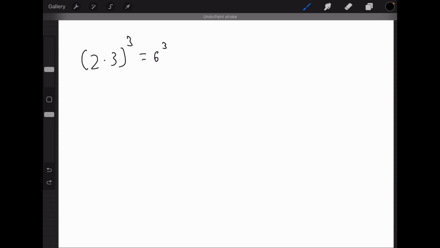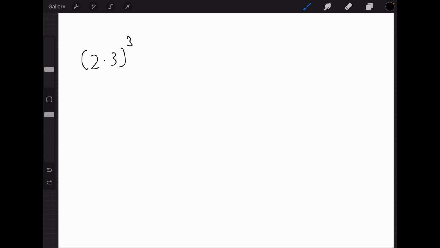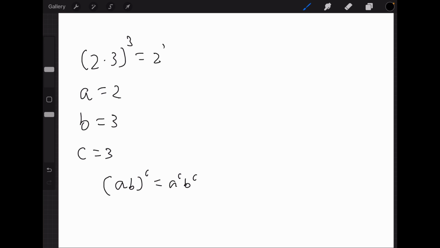Or we could arrange it into A, B, and C again. A equals 2, B equals 3, and C equals 3. And then we can remember the rule that AB to the C equals A to the C times B to the C. So we can rewrite this as 2 cubed times 3 cubed, which equals 8 times 27, which equals 216. For this question, you can solve it either way. I just wanted to show you both.